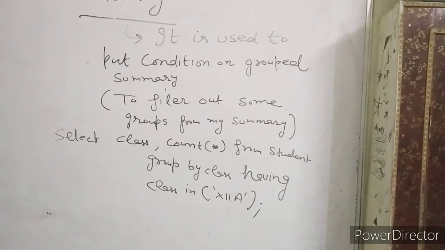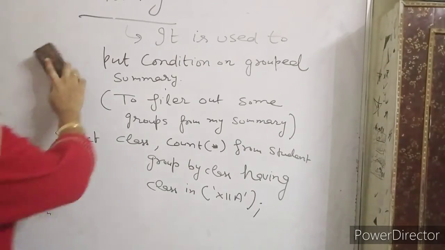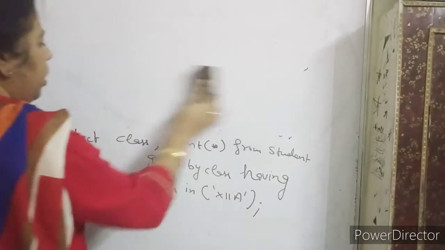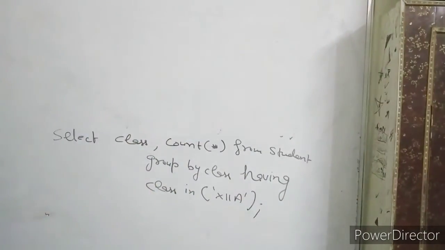If I am using grouping, yes, say. Write the output of this query, ma'am. The output will be only the 12th A group, that's all. 12th B will be filtered out because I have used the condition having class in 12th A. It means the output will be 12th A.